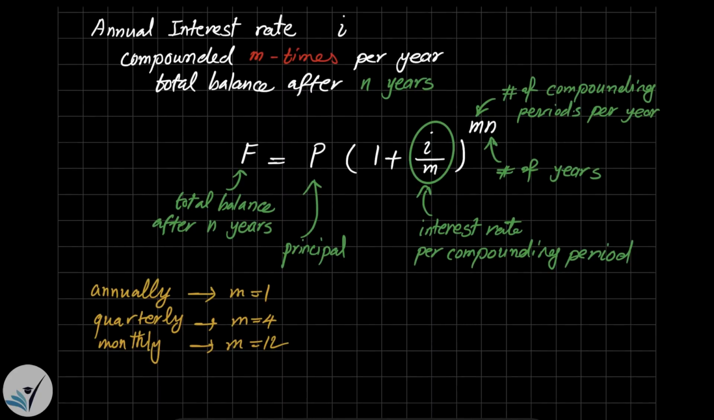Let's recap what we covered in this video. We reviewed several accounts that all of them pay compound interest, but the compounding period was different, and we obtained a general equation that gives us the total balance after n years. And we also learned that if the compounding period m increases, the total balance in the account also increases accordingly.